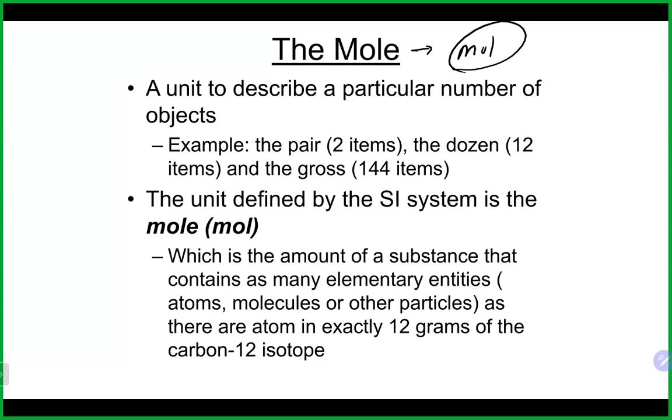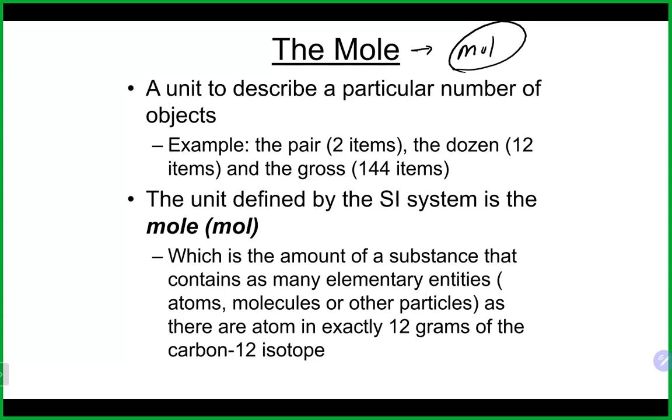Now, much like in life, we do have sort of a word that represents a certain amount of something. So when we say we have a pair of something, that's known to mean that you have two of something. If you have a dozen of something, right, you got 12. You got a gross of pencils or something like that, that's 144. So again, the unit in chemistry that we use to represent a certain amount of something is the mole. And that's really the amount of substance that contains as many elementary entities, like atoms, molecules, particles, as there are in 12 grams of the carbon-12 isotope.